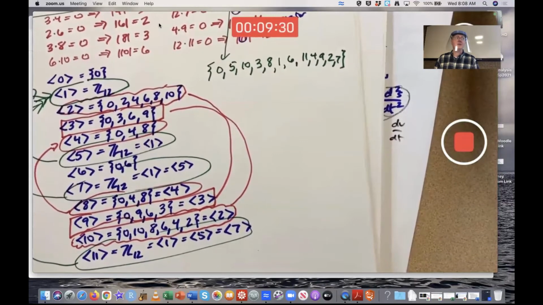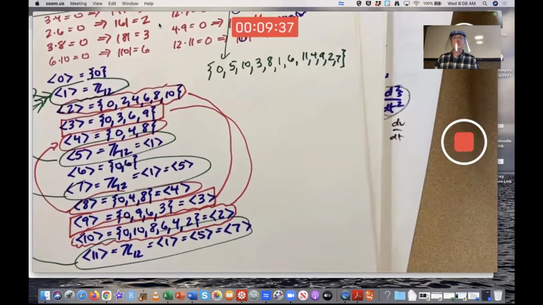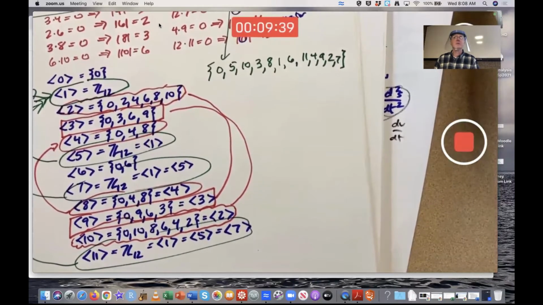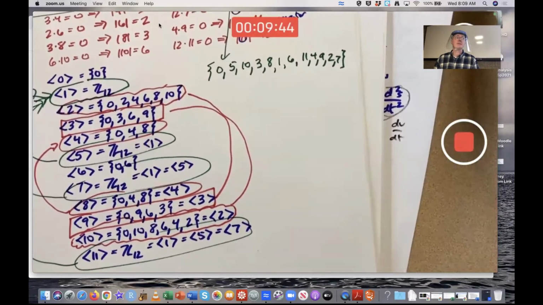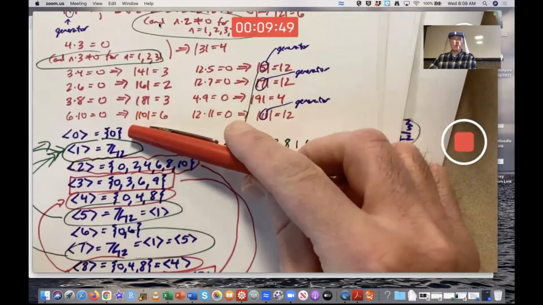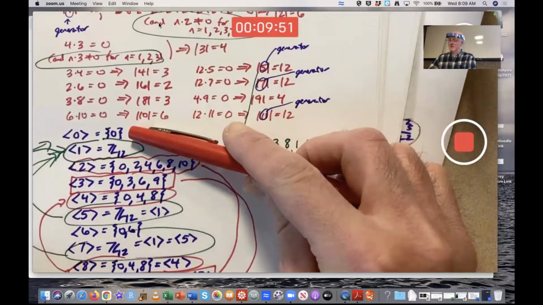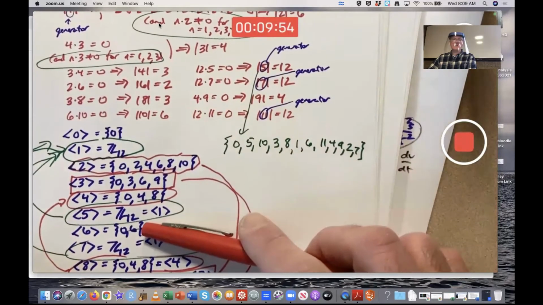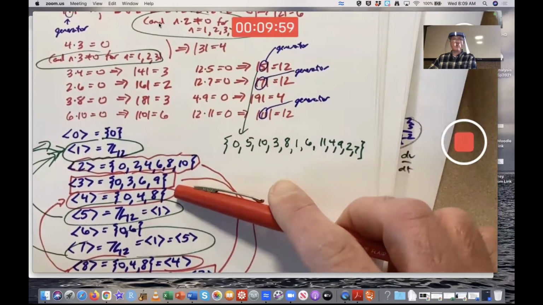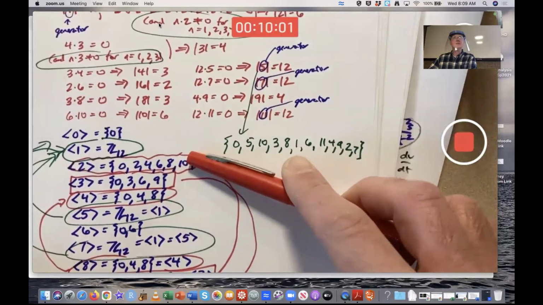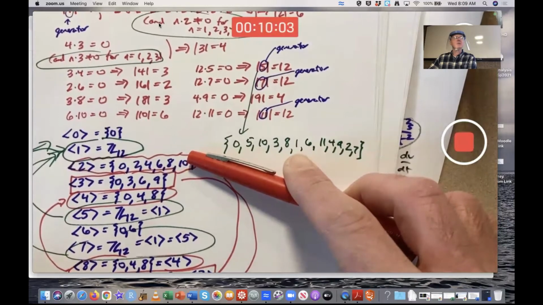And in fact, you could say more. For each divisor of the order of the entire group, Z12 has order 12. Its divisors are 1, 2, 3, 4, 6, and 12. For each one of those divisors, there's a unique cyclic subgroup. There's your unique subgroup of order 1. There's your unique subgroup of order 2. There's your unique subgroup of order 3, order 4, order 6, and then the entire group.